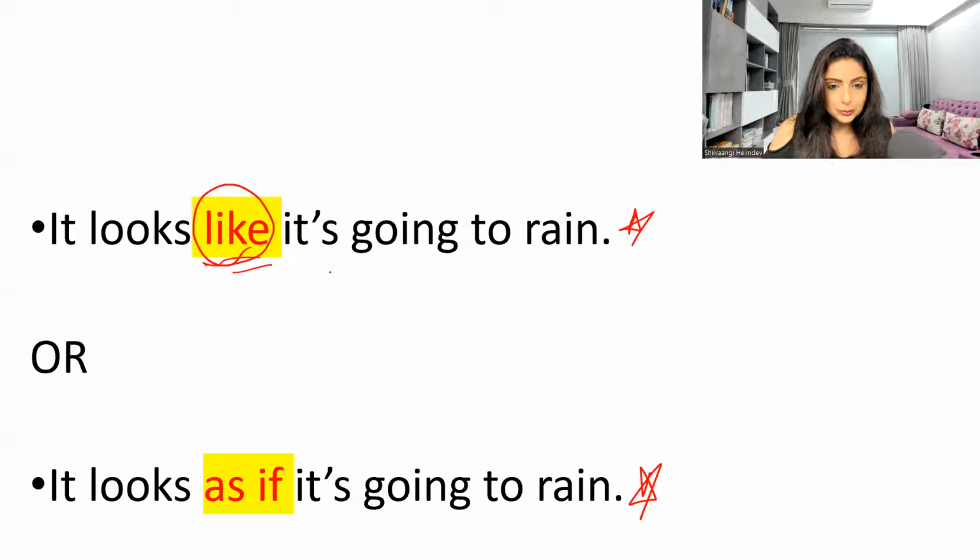Out of both these sentences presented on the screen, it looks like it's going to rain or it looks as if it's going to rain, which one is correct? Let's start from the grassroots level. Let's understand the concept of like, let's understand the concept of as, and then I will answer this question. In fact, you will be in a position to answer it yourself.